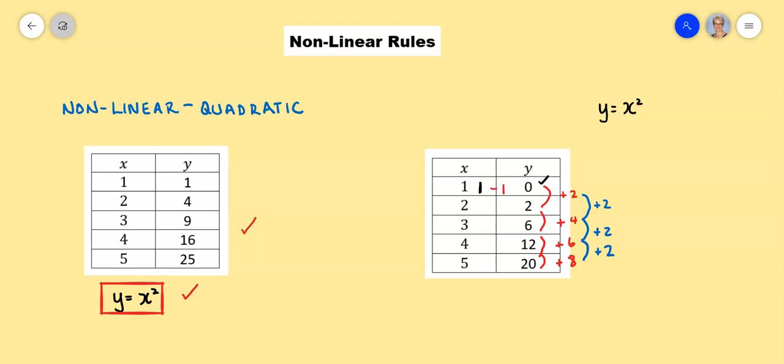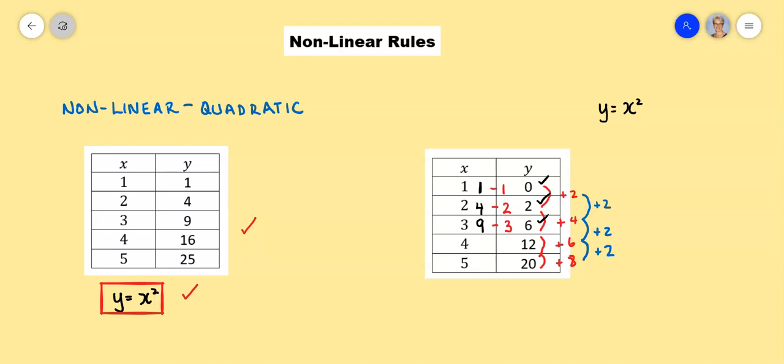Now, 2 squared is equal to 4. Okay, what do I need to subtract from 4 to get back to 2? I have 2 here now. I need to subtract 2. Now, 3 squared is equal to 9. But I've got 6 over here. What do I subtract from 9 to give me 6? I subtract 3.